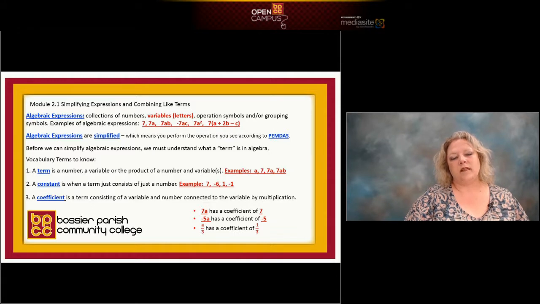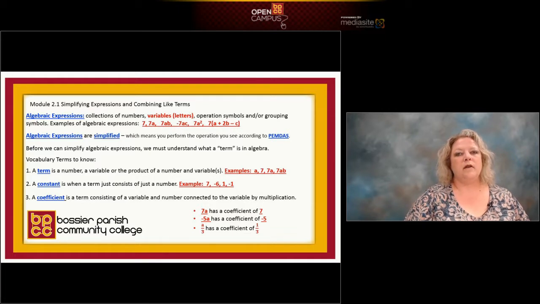So first, what is a term? Because we use the word term a lot in algebra. And a term is a number, it's a variable, it's a product of numbers and variables such as the letter A, the number 7, 7a, 7ab, a divided by 7, all of those things are terms. Each one is a term on its own. So A is a term, 7 is a term, 7a is a term, etc.